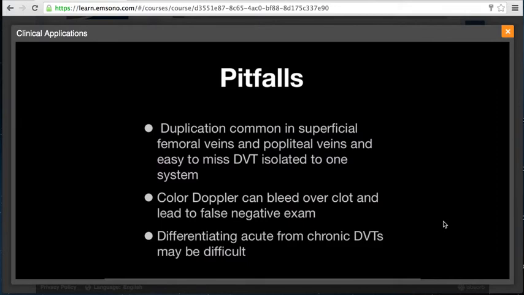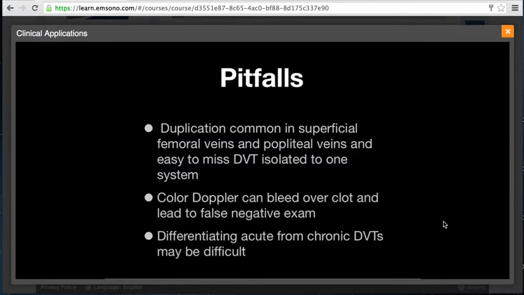In terms of pitfalls, remember, duplication is common in the superficial femoral veins and the popliteal veins, and it can be easy to miss a DVT isolated to one of these systems. So when you get to the level of the femoral vein and the popliteal vein, stop and look to see if duplication is present. Remember, color Doppler can bleed over a clot and lead to a false negative exam, and differentiating an acute from a chronic DVT may be difficult.